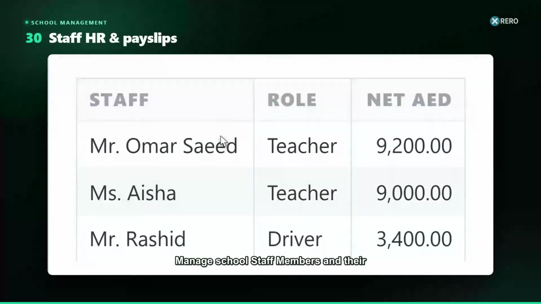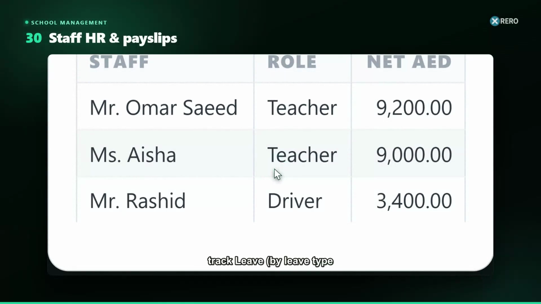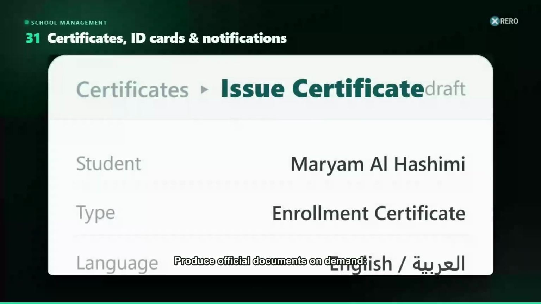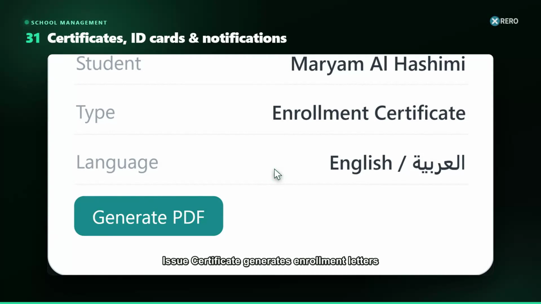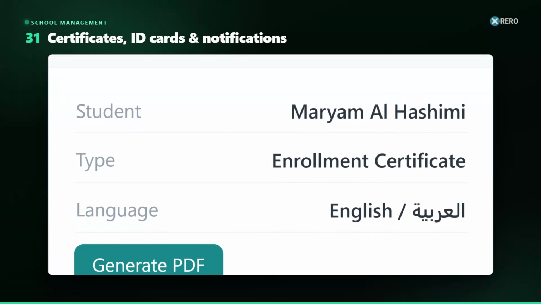Manage school staff members and their contracts, track leave by leave type with requests approved like teachers, and produce internal payslips with generate payslips. Produce official documents on demand. Issue certificate generates enrollment letters, transfer certificates, and the like, and student ID cards print from the profile photo.